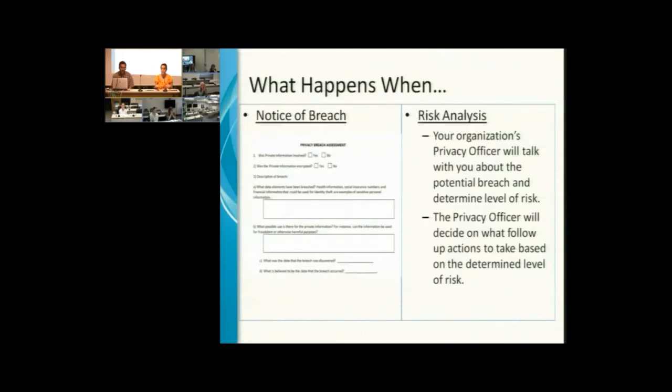So you could walk through this form first yourself and then bring it to your supervisor or your privacy officer and say, here's what happened. I went through the form. I think it's going to be minimal risk. What do you think? Or you might be like, oh my God, this happened. I don't know what to do.